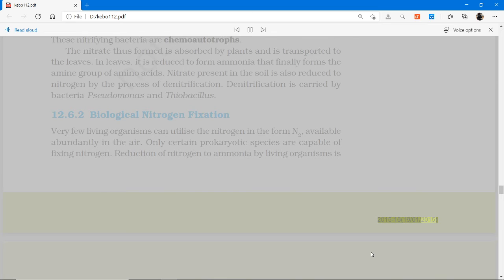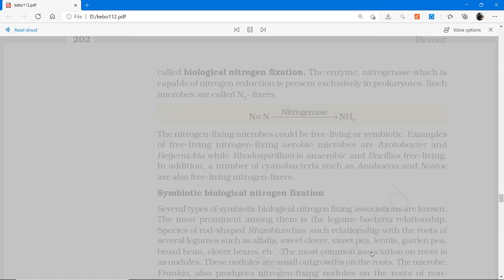called biological nitrogen fixation. The enzyme nitrogenase, which is capable of nitrogen reduction, is present exclusively in prokaryotes. Such microbes are called N2 fixers. N2 to NH3 by nitrogenase.